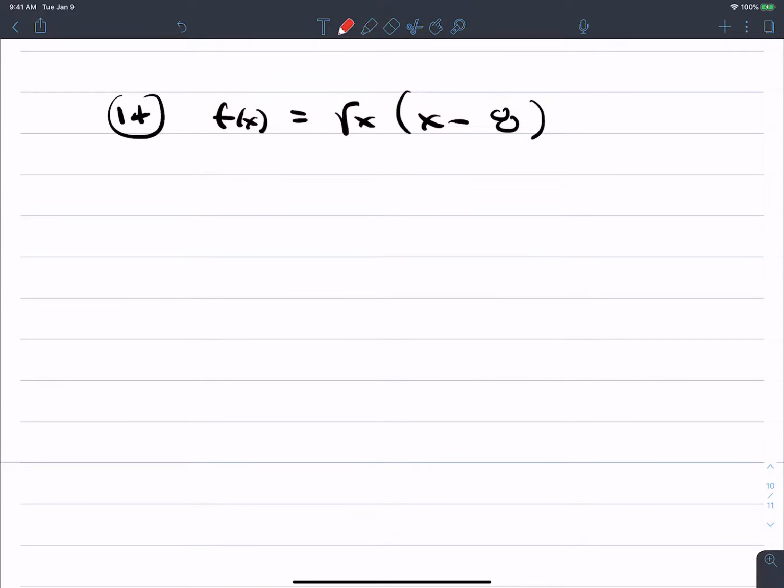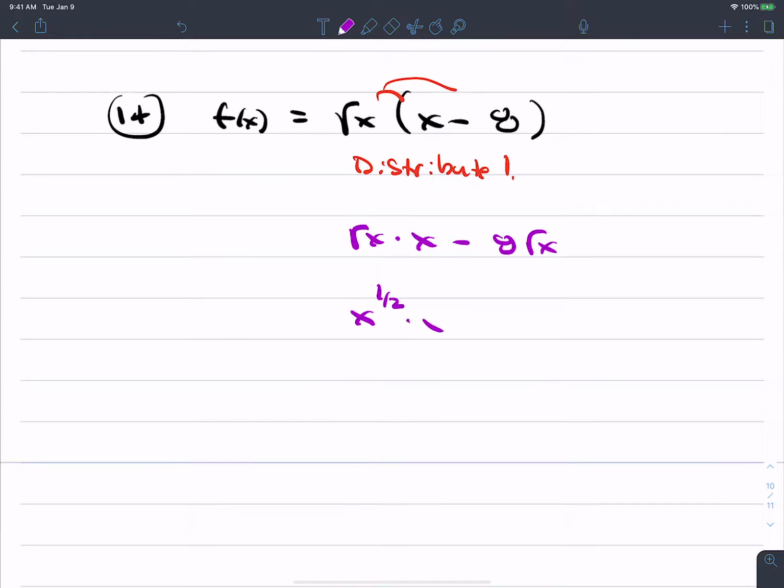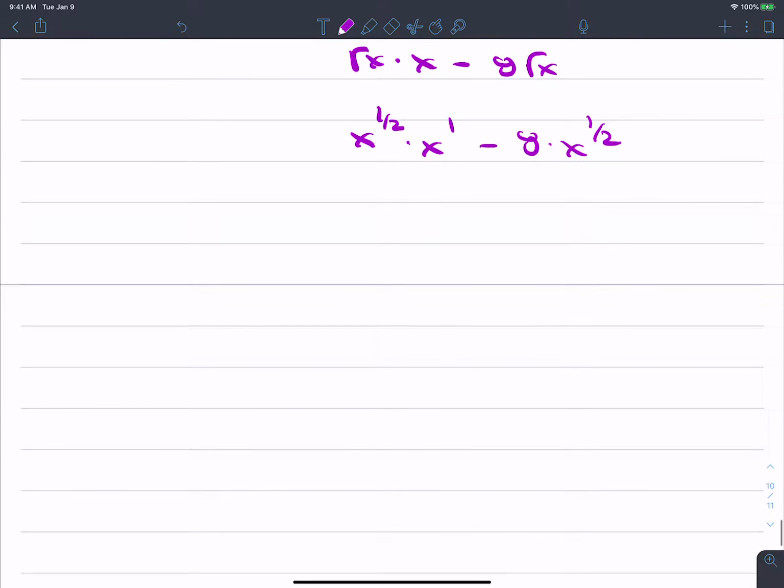And you say, Mr. Judge, we don't have to use FOIL. We just distribute, right? Yep. Use some algebra. Square root of x times x minus 8 square root of x. And you say, is this x to the 1/2 times x to the 1st minus 8 times x to the 1/2 power? It is. And x to the 1/2 plus 1 minus x to the 1/2. And you guys know this will give you x to the 3/2 minus 8x to the 1/2.